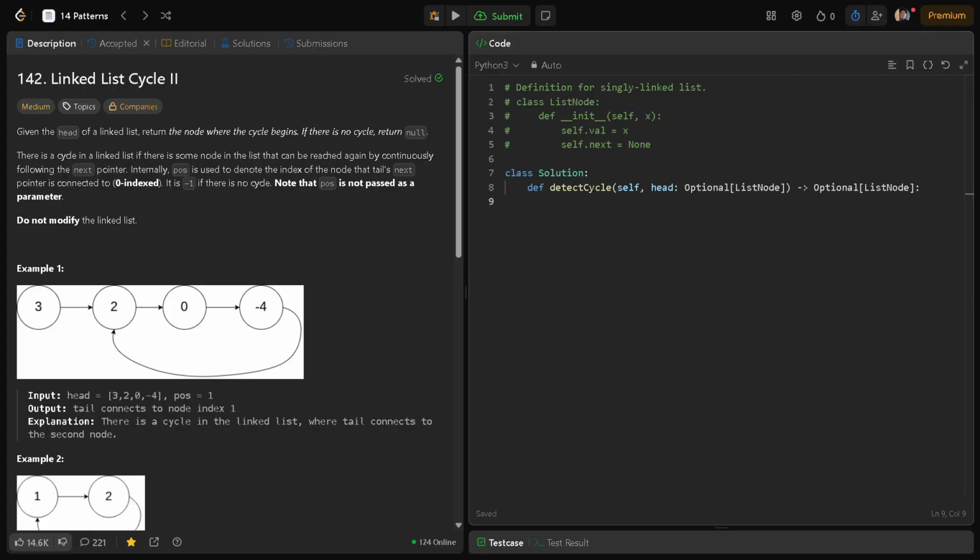A cycle in a linked list happens when some node points back to a previous node, creating an infinite loop. The challenge is not just detecting the cycle, but also identifying the exact node where the cycle starts. Now, let's think about how to solve this.